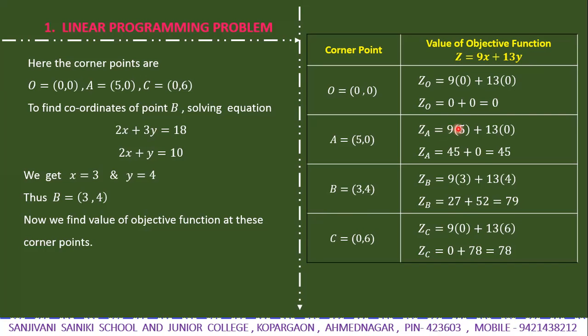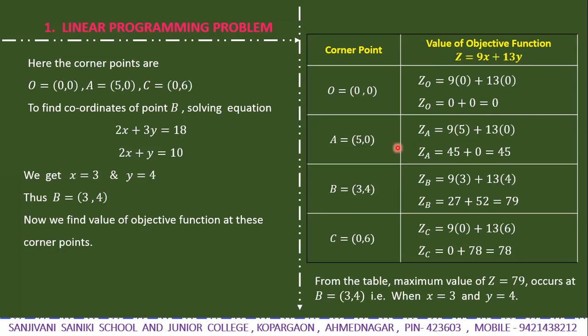Now, our problem is of maximization type. So we have to look for the maximum value at these corner points. So where did we get the maximum value? It is 79 and at the point B. So from the table, the maximum value of Z is 79 and it occurs at the point B (3, 4), that is when x is equal to 3 and y is equal to 4. So this is the corner point method to solve the given linear programming problem. This is the first example.